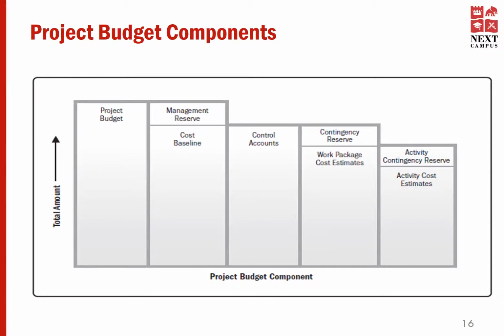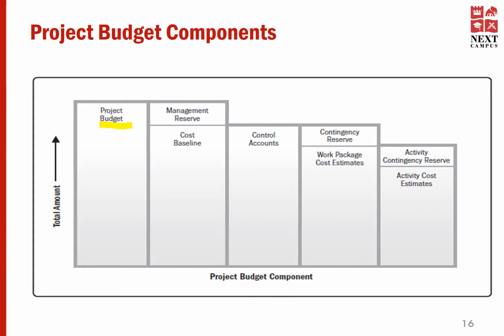Now let's have a look at the project budget components. So there are various project budget components utilized and allocated for any given project. In the figure shown in the slide, x-axis represents the total amount allocated for the project, whereas y-axis represents project budget component. So as a whole, the entire project is allocated a budget, which is known as the project budget. So that's the total costing allocated for your project.